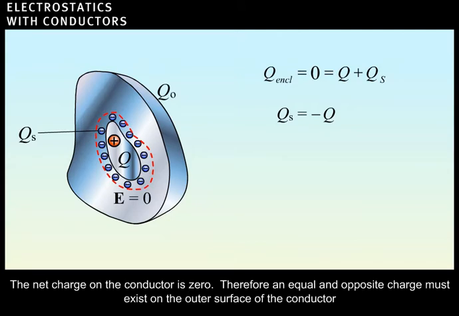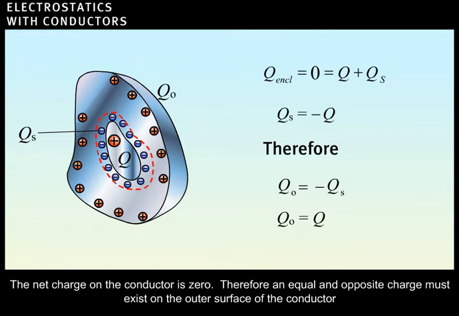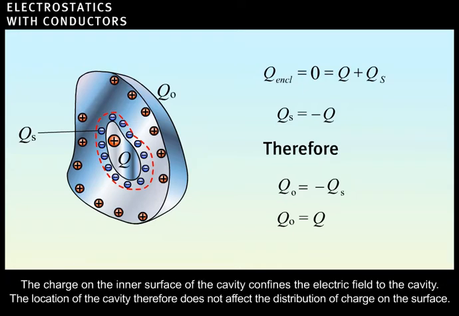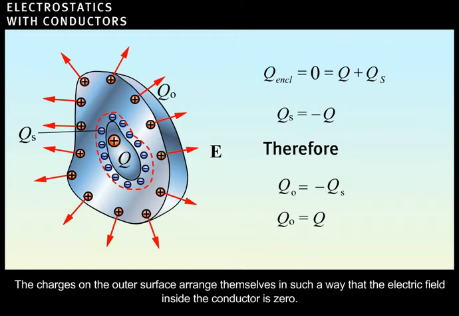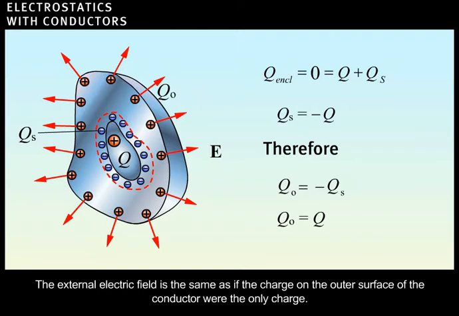The net charge on the conductor is zero. Therefore, an equal and opposite charge must exist on the outer surface of the conductor. The charge on the inner surface of the cavity confines the electric field to the cavity. The location of the cavity, therefore, does not affect the distribution of charge on the surface. The charges on the outer surface arrange themselves in such a way that the electric field inside the conductor is zero. The external electric field is the same as if the charge on the outer surface of the conductor were the only charge.